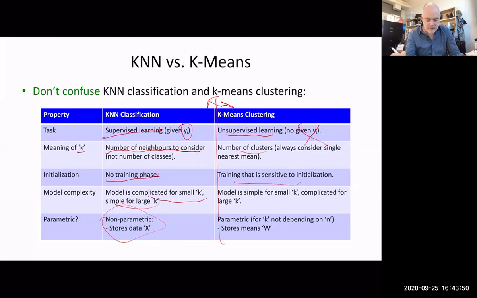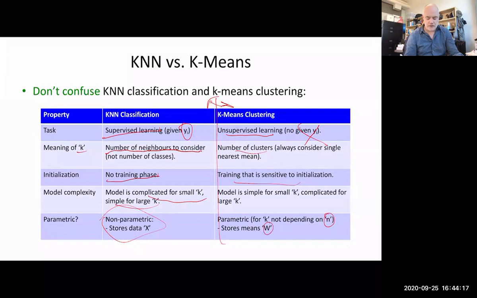K-means is super sensitive to its initialization. K-means models are simple for small k, you only have a few cluster centers, and they're super complicated for large k. And you should think about what the largest k is that makes any sense at all. And k-means clustering is parametric for any k-means algorithm that has k not depending on n. And what you store are the means of each of the clusters.